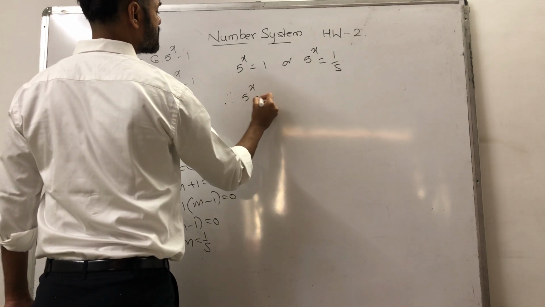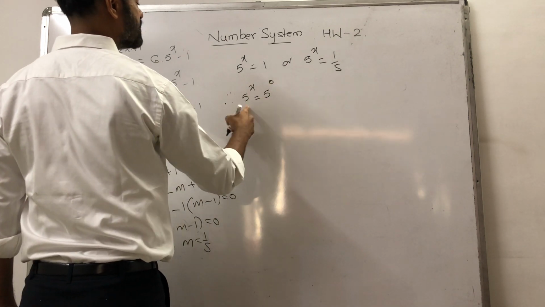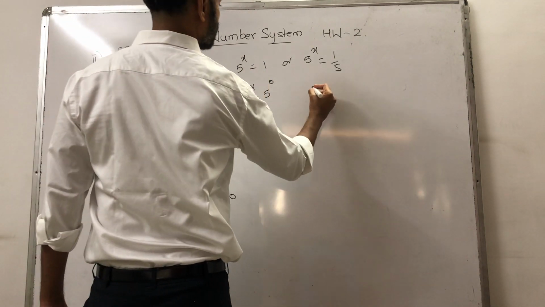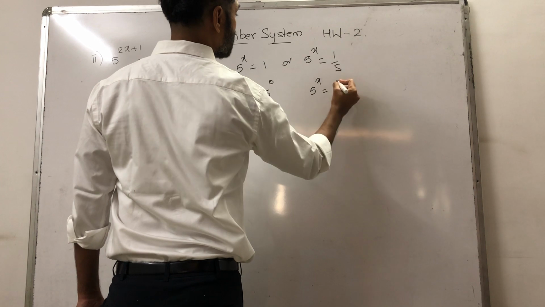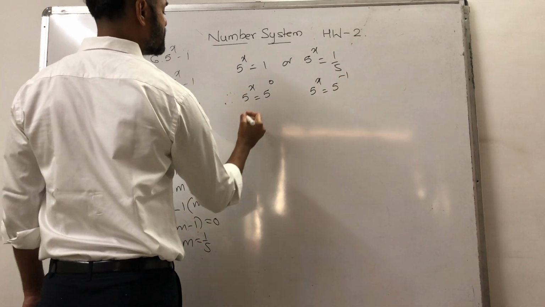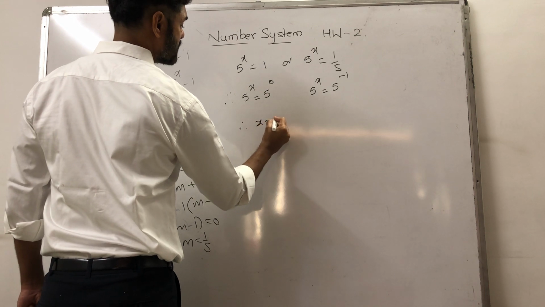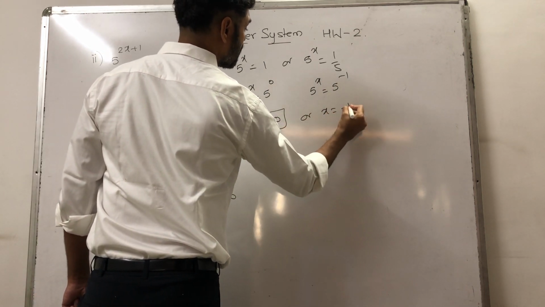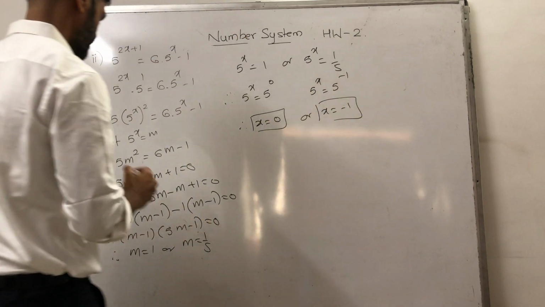Can I say 1 is nothing but 5 raised to 0? I want the same base 5, so I expressed 1 as 5 raised to 0. Same way, can I say 1 by 5 is nothing but 5 raised to minus 1? The base is the same, you can equate the power, therefore x is 0 or x is minus 1.